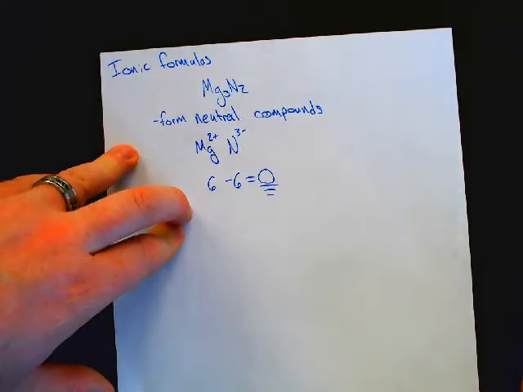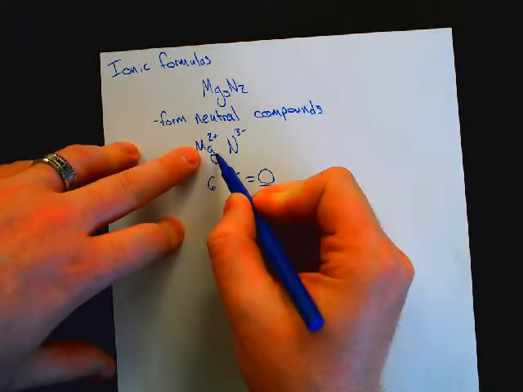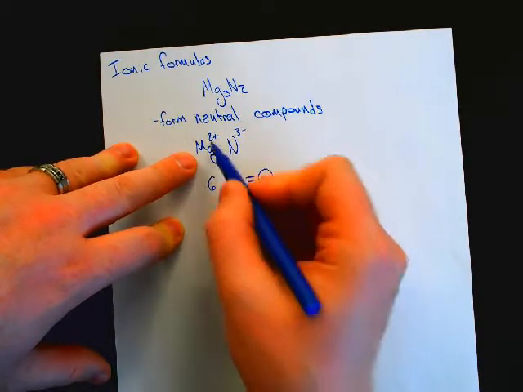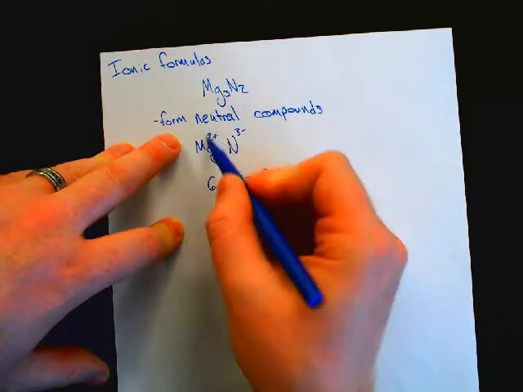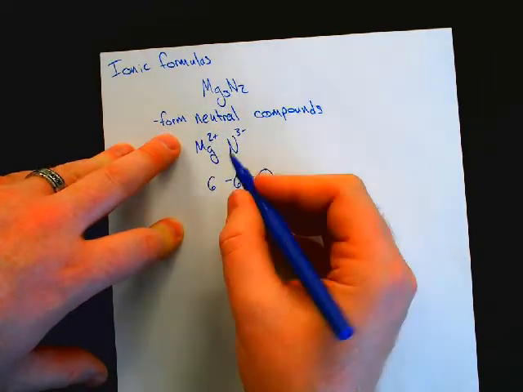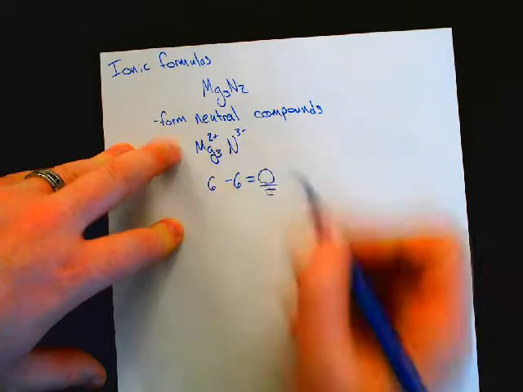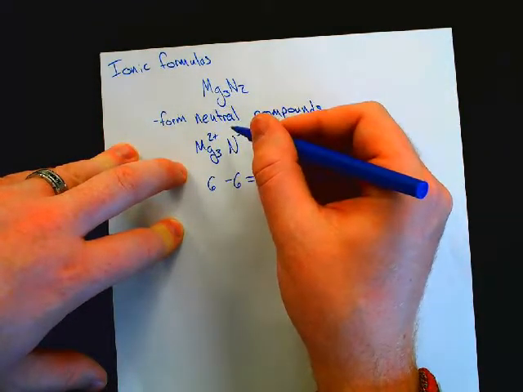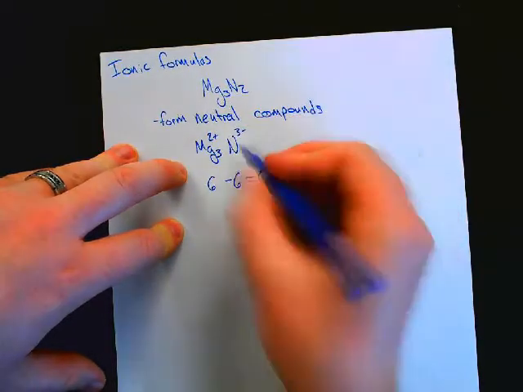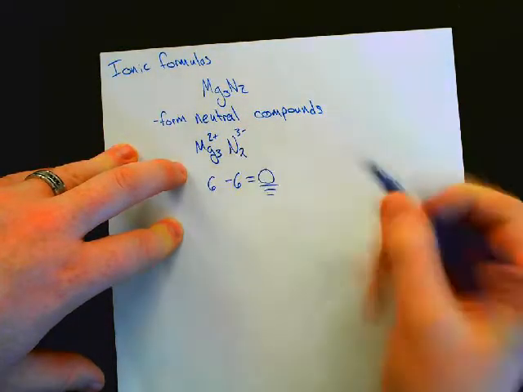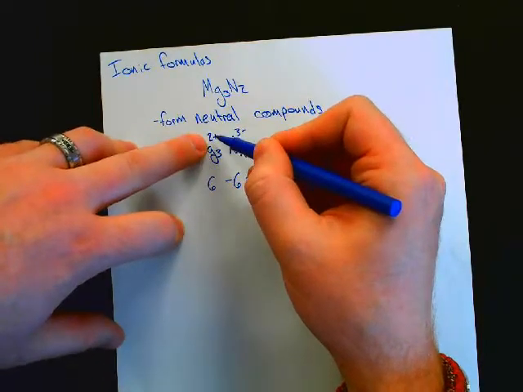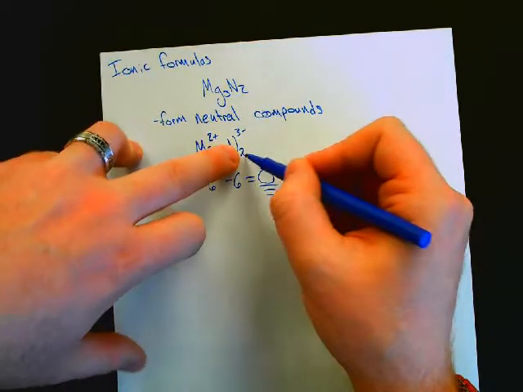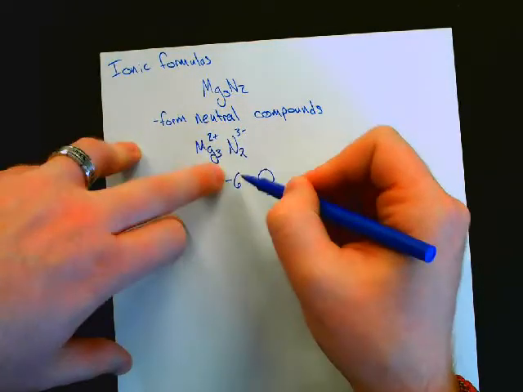Yeah, but how do you get 6? So how many positive magnesiums do I need to get a total of positive 6? How many magnesiums do I need to get a total of 6 when each magnesium is 2? 3. And how many nitrogens do I need when each nitrogen is -3? So if I have 3 positive 2 magnesiums, that would be a total of positive 6. And if I have 2 -3 nitrogens, that would be a total of -6.